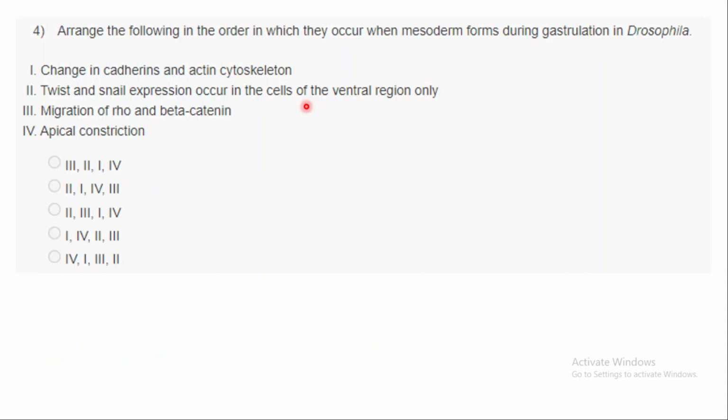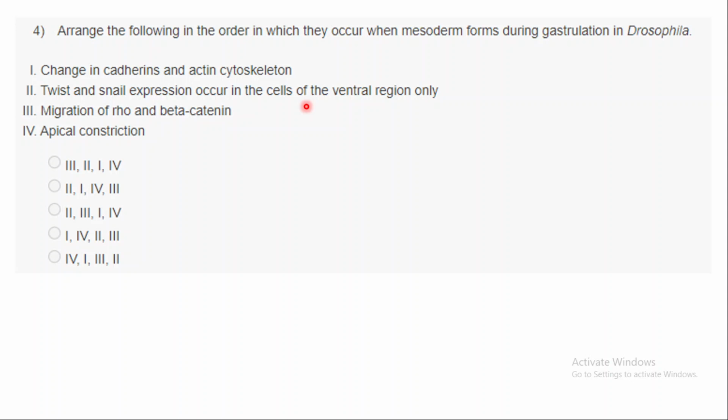So the fourth question: arrange the following in order in which they occur when mesoderm forms during gastrulation in Drosophila. So here we have the mesoderm formation in Drosophila, where we'll study about snail and twist. We already have some statements, so you have to arrange these statements in order of their occurrence when mesoderm forms during gastrulation in Drosophila.